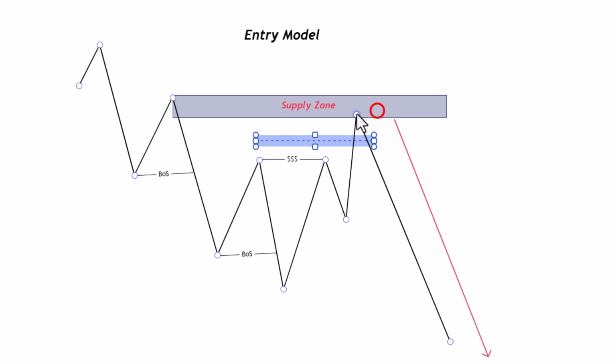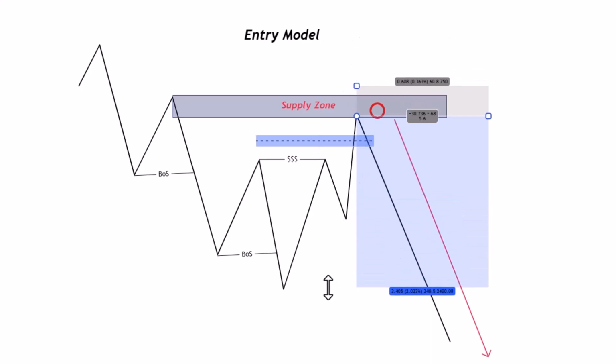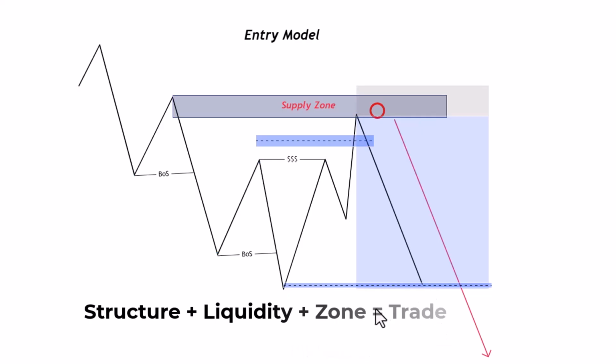At this point, liquidity has been grabbed, stop losses triggered, buy stops filled. The market has done its thing. The structure is still bearish. The trend is still down. The supply zone is a proven area where sellers have shown interest. That's a high probability short. Stop loss goes just above the supply zone. Target is the next structural low, or the next liquidity pool on the downside, maybe equal lows below the current price. Structure plus liquidity plus zone equals trade.